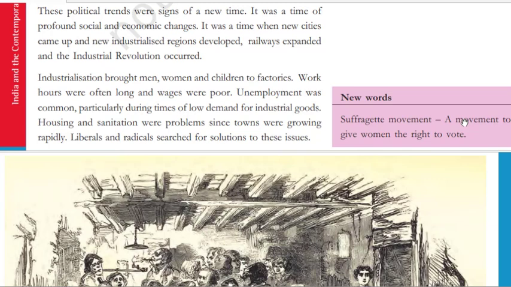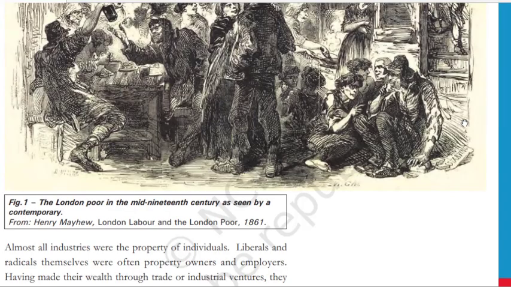Liberals and radicals searched for solutions to these issues. New words: Suffragette movement, a movement to give women the right to vote. Fig. 1. The London poor in the mid-19th century is seen by a contemporary, from Henry Mayhew, London Labour and the London Poor, 1861.